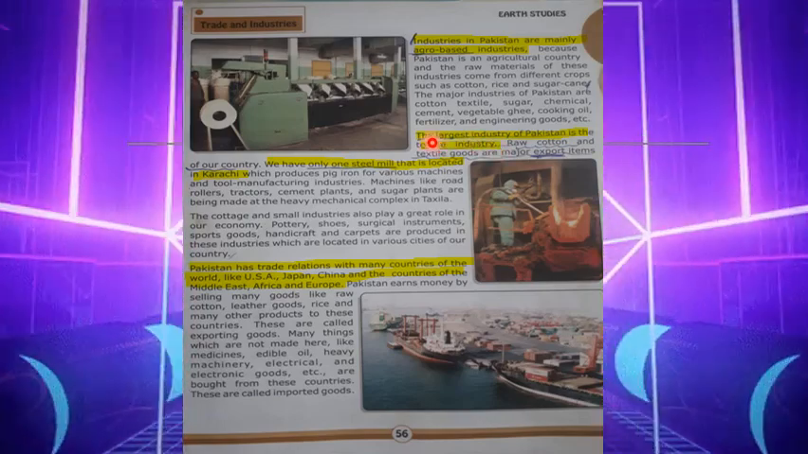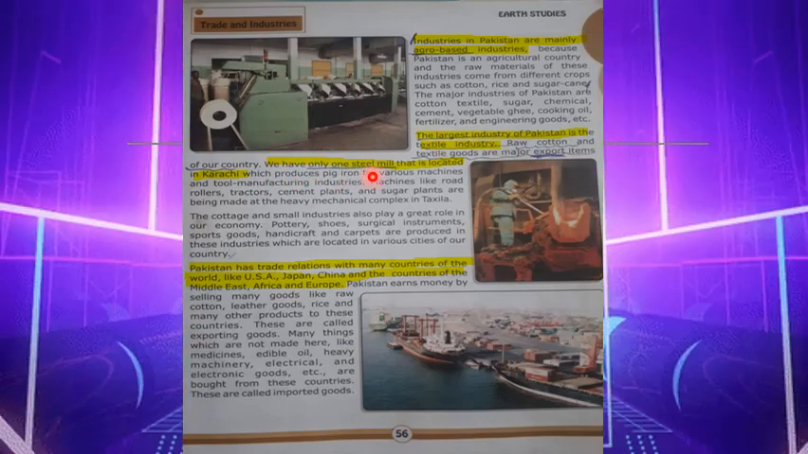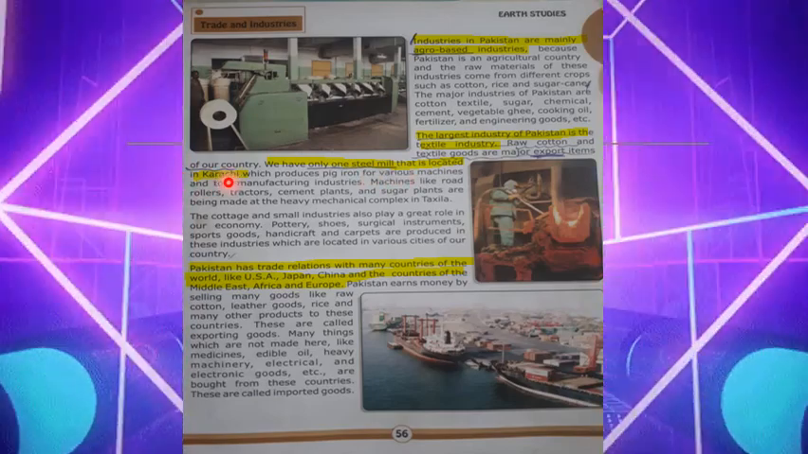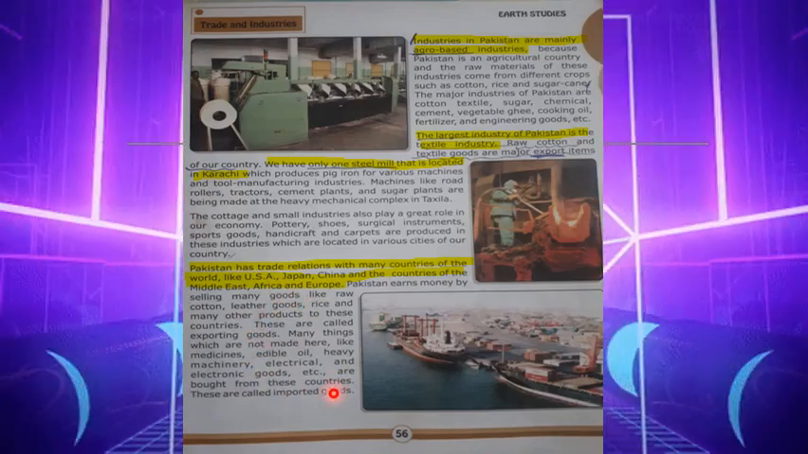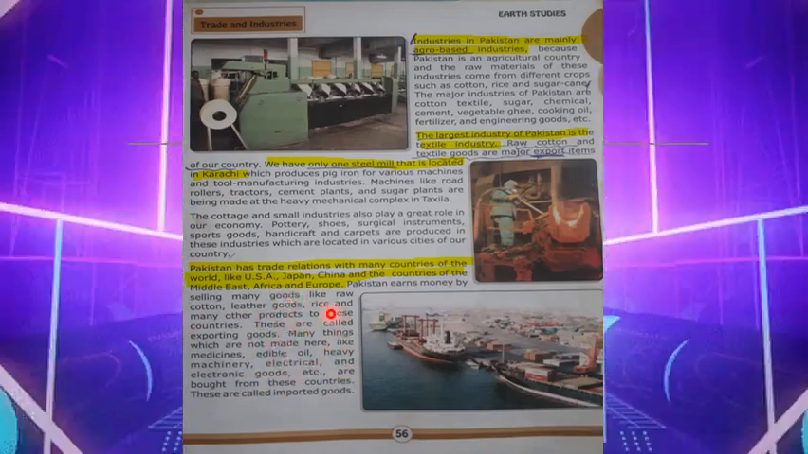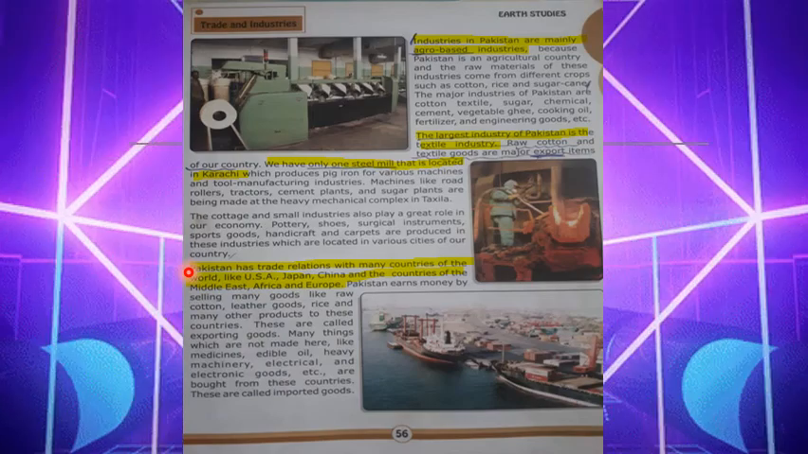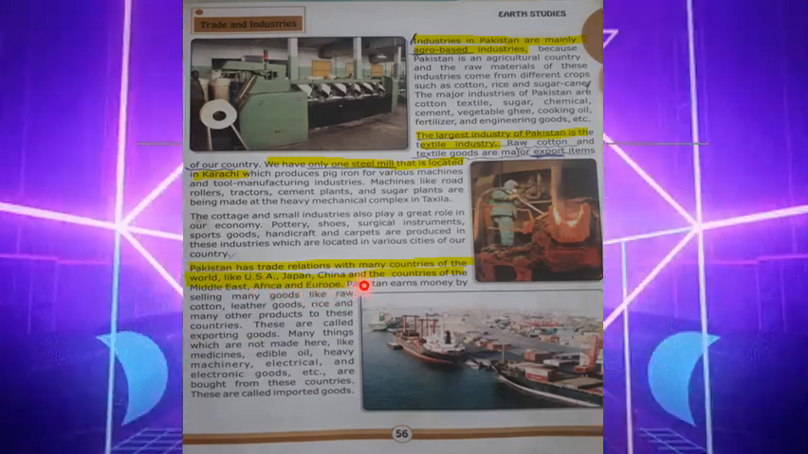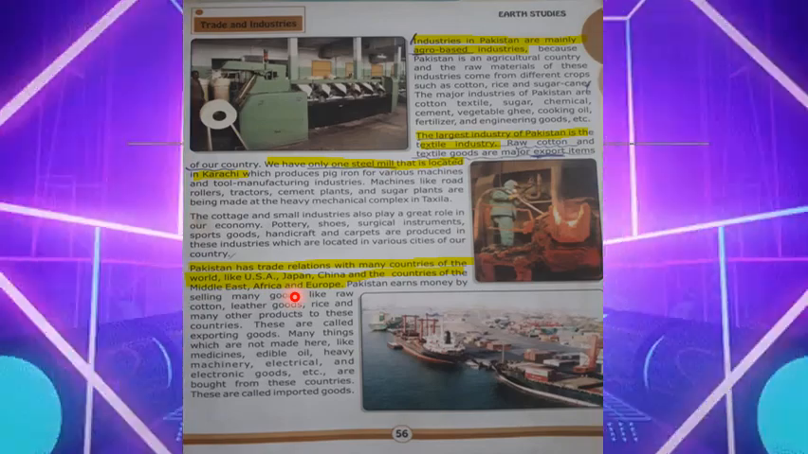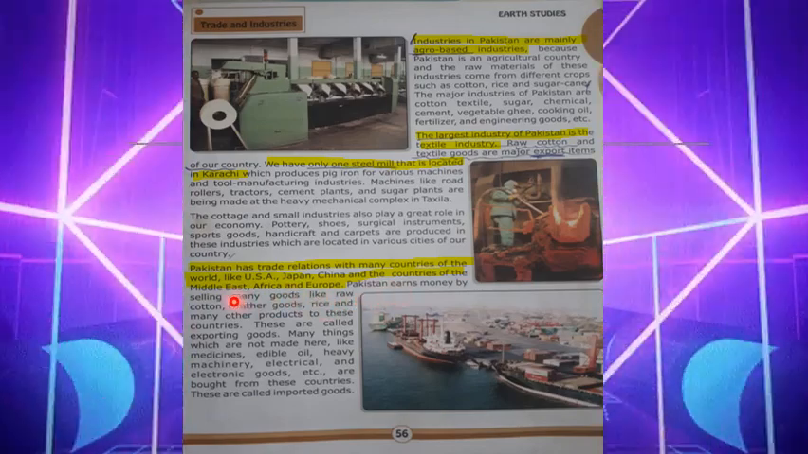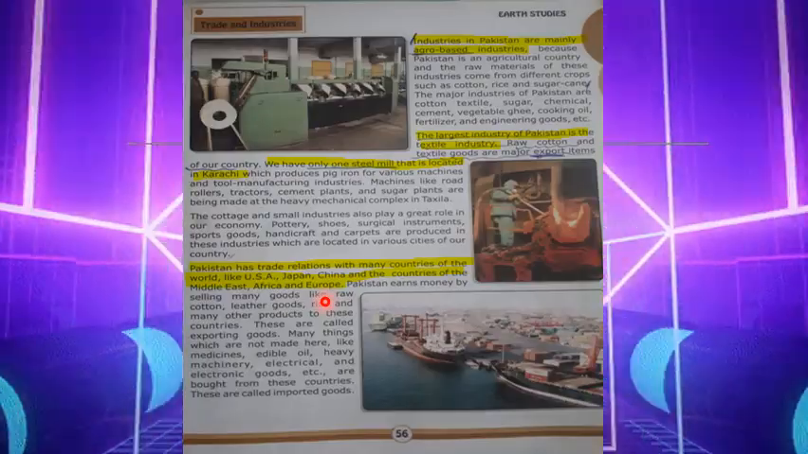And we have only one steel mill, which is located in Karachi. And here is the relation of Pakistan with other countries of the world. Pakistan has trade relations with many countries of the world like USA, Japan, China, and the countries of the Middle East, Africa, and Europe.